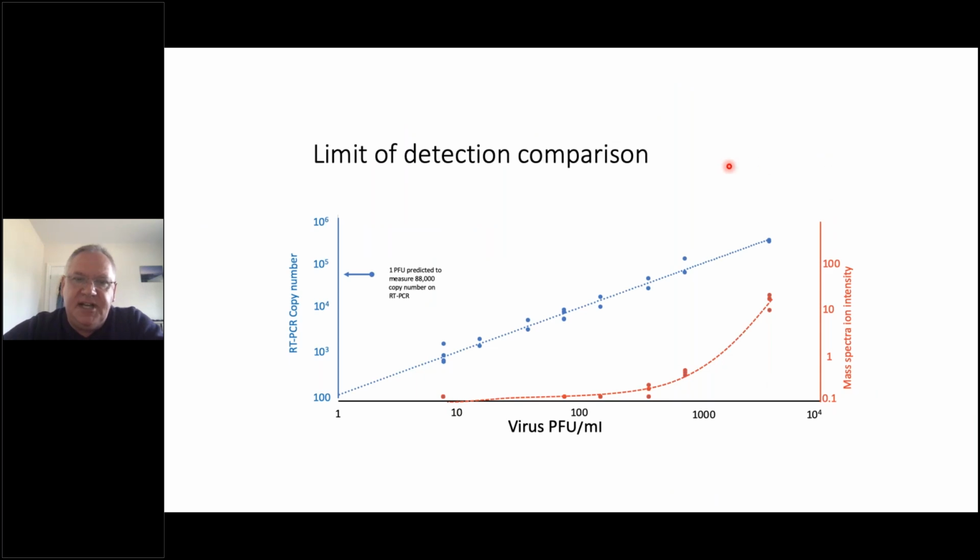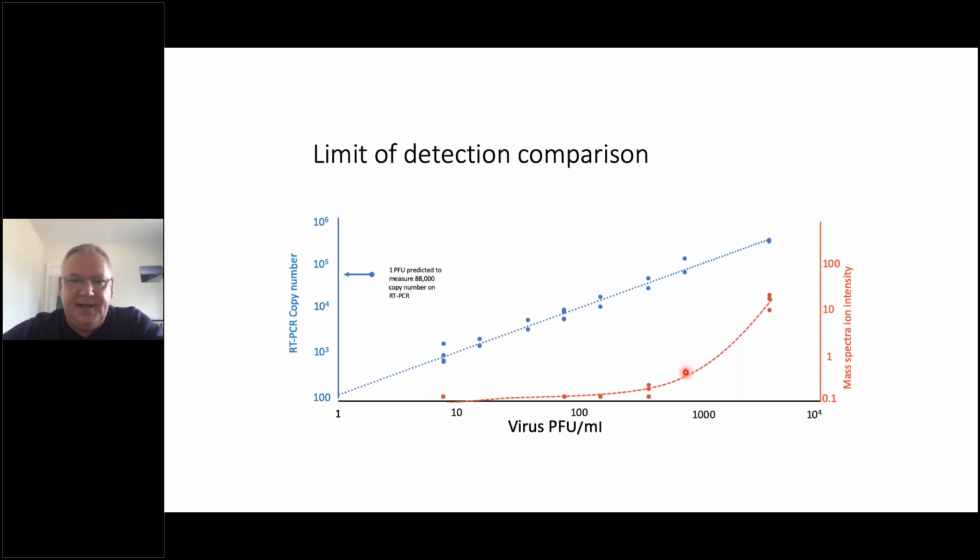We did some limits of detection to make sure that we were in the ballpark range of RT-PCR. And using the 8020 Shimadzu instrument, we were getting down to the upper ranges of some of the EUA, the emergency use authorization PCR tests, in terms of their limits of detection. So we were in the range of what PCR tests were actually detecting. So we had a good start.